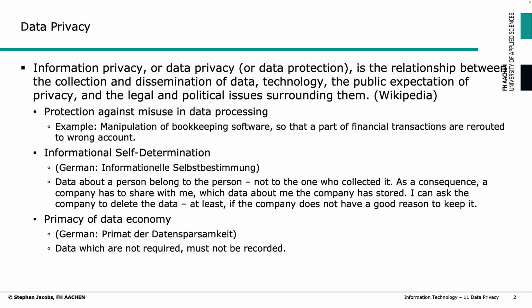Data privacy specifies the relationship between the collection and usage of data, technology on the one hand, and the public expectation of privacy and the legal and political issues surrounding them. That's quite abstract. So let's have a look at three examples.